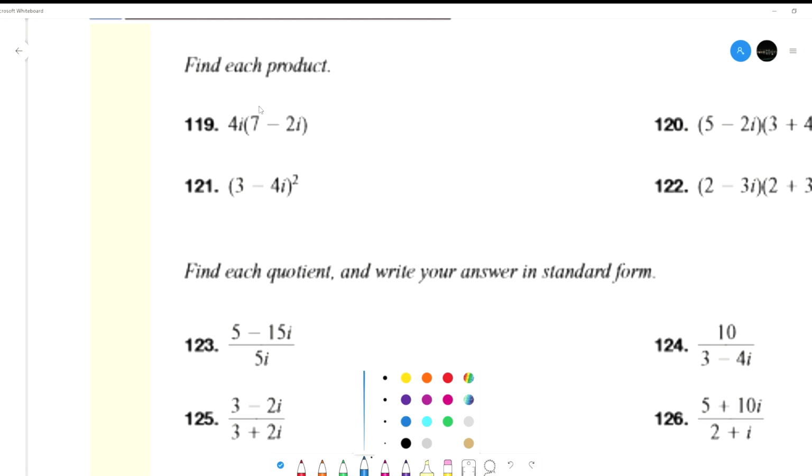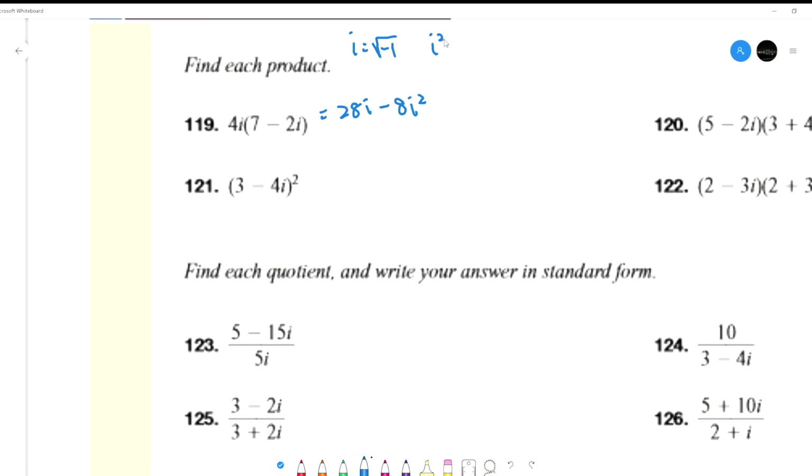Okay, so we have 4i times this quantity, 7 minus 2i. So we have to do distributive property, right? So we first get 28i, and then minus 8i squared. So we talked about i, which is the square root of -1, and we also learned about i squared, which is equal to -1. So that's important because anytime you see an i squared, we need to substitute -1.